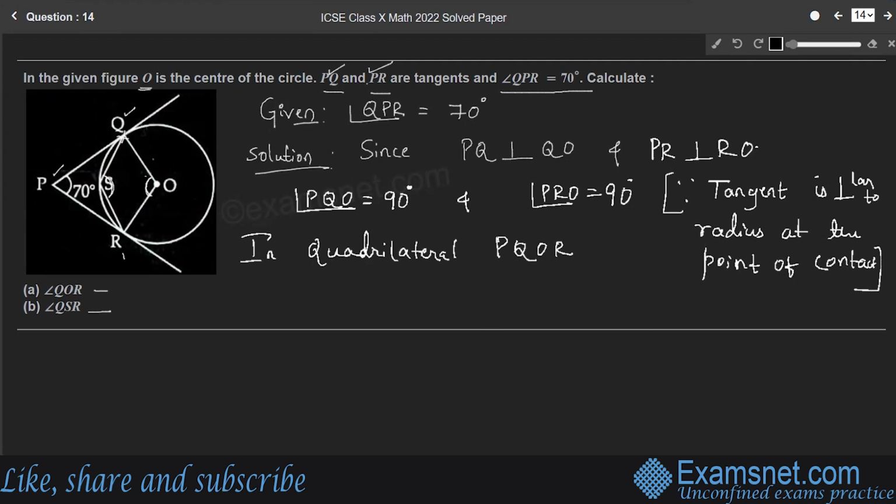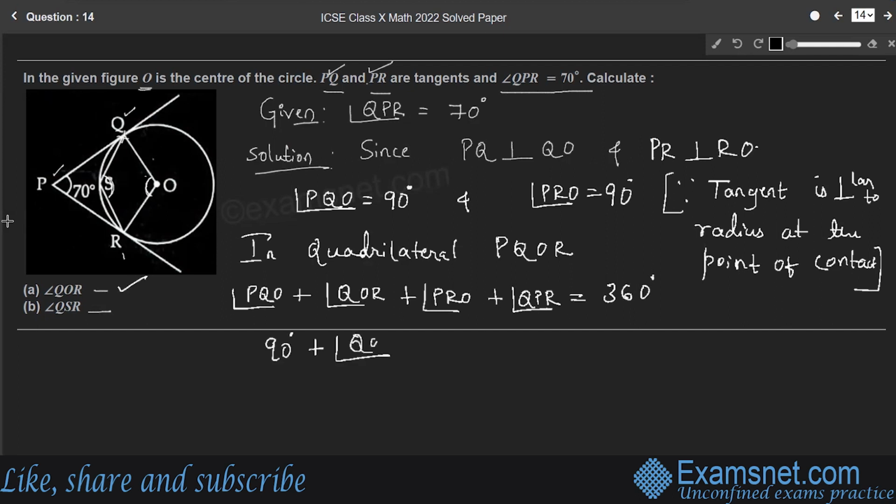So the sum of the angles in a quadrilateral is equal to 360 degrees. Right? So angle PQO plus angle QOR plus angle PRO plus angle QPR, the sum of the angles of the quadrilateral PQOR, is equal to 360 degrees. We need to find angle QOR. So here PQO is 90 degrees, QOR we need to find, PRO is also 90 degrees, plus QPR is given, which is 70 degrees, is equal to 360 degrees, right?